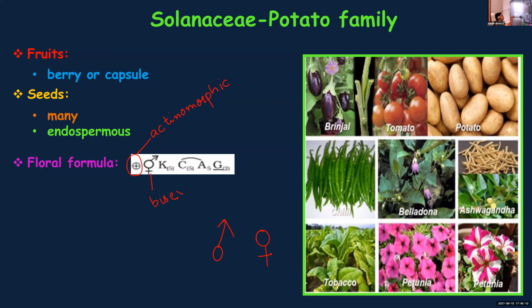Next one. Calyx. How many calyx? Or how many sepals?